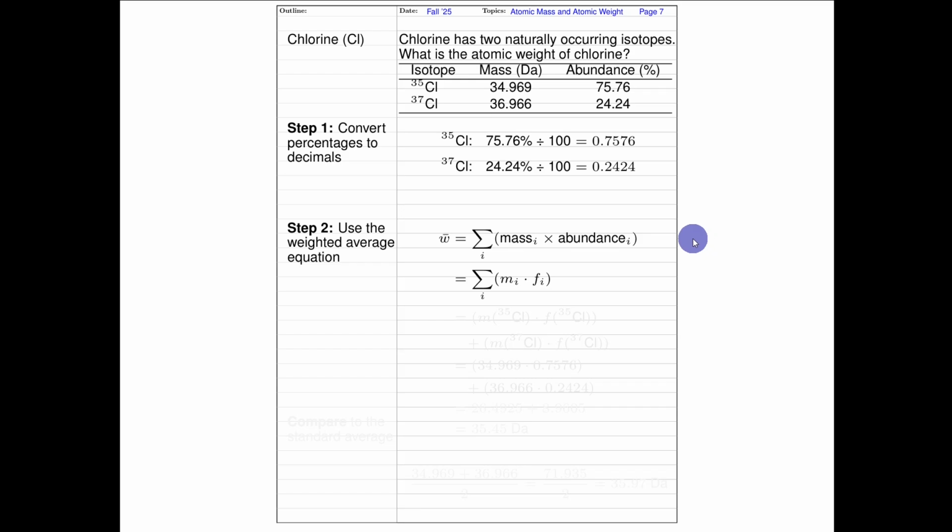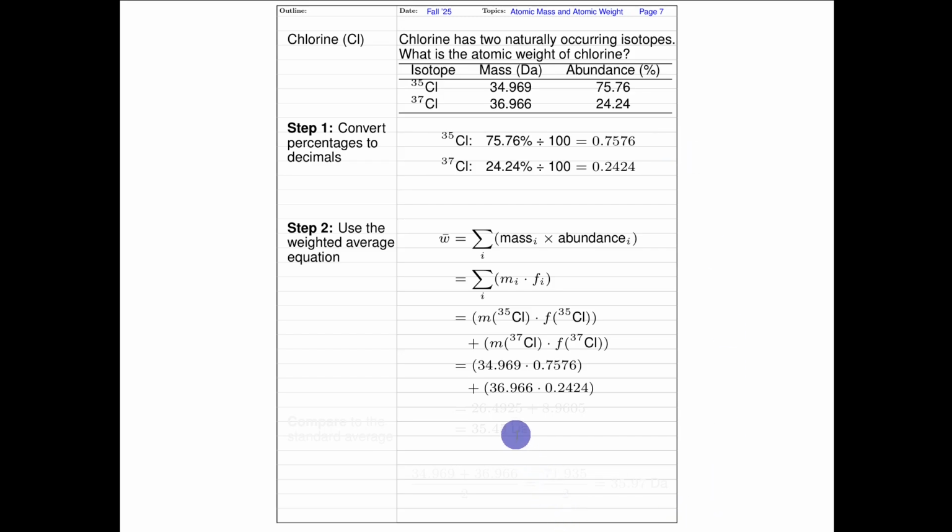Now we use the weighted average equation. For isotope 1, or chlorine-35, we want to take the mass of that, multiplied by the fractional abundance of isotope 1, chlorine-35. Then we're going to add that to the mass of isotope 2, chlorine-37, multiplied by the fractional abundance of isotope 2, chlorine-37. Now we're ready to start adding numerical values. The mass of chlorine-35 is 34.969, which is given in the table above, and the fractional abundance is 0.7576. We got that from taking the percent abundance given and converting it into fractional form.